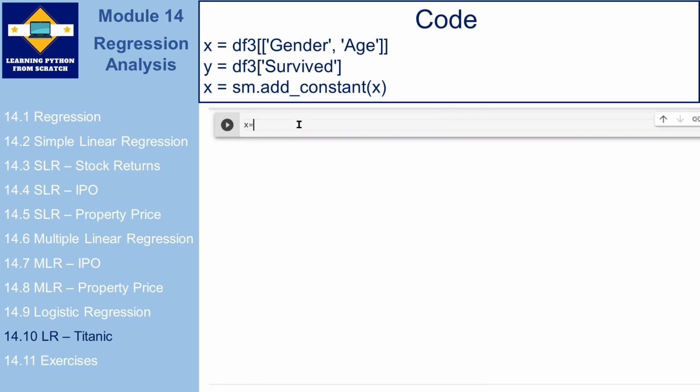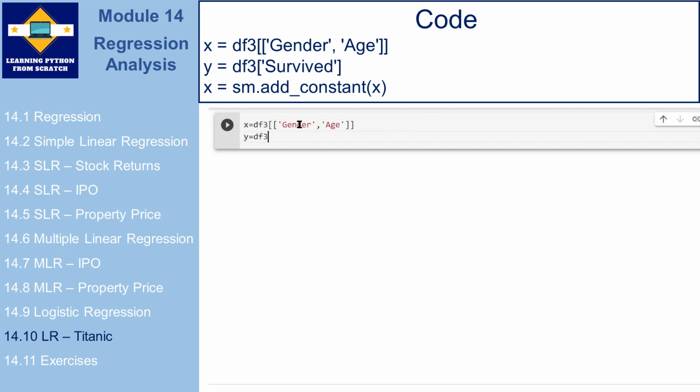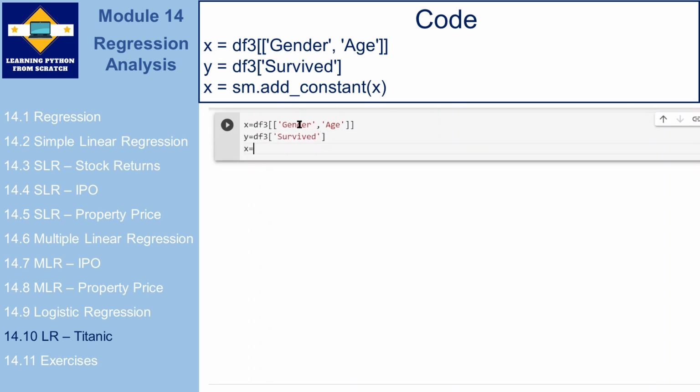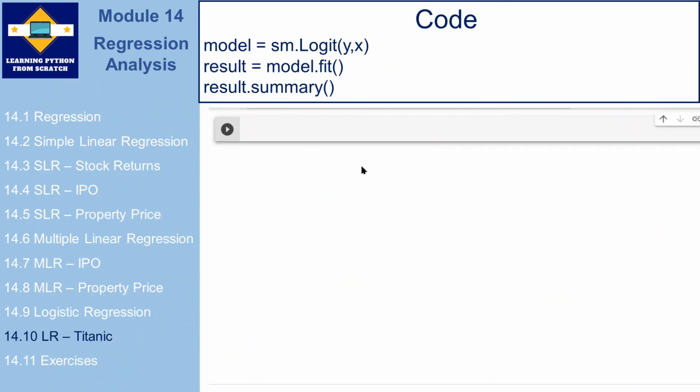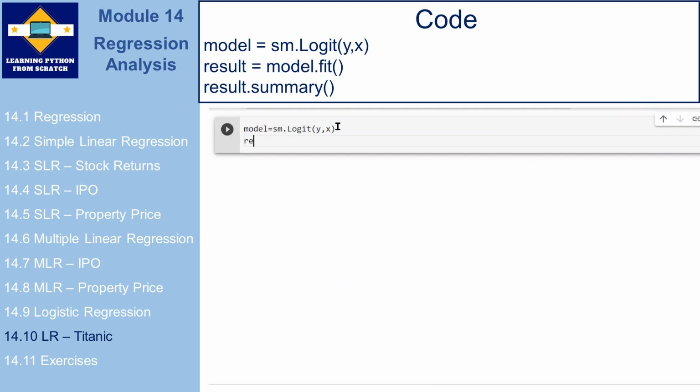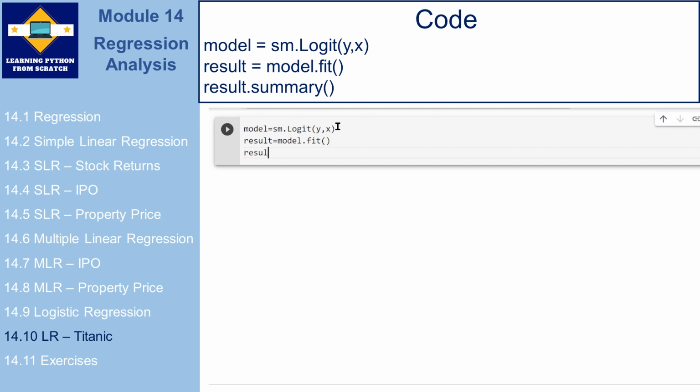Then we are going to set gender and age as the independent variables. And then we are going to use whether a passenger survived or not, meaning the survived column, as the dependent variable. Lastly, we still need to add the constant to our independent variables. Then we are going to conduct the logistic regression of y on x. Here, we use the Logit method. And then we're going to use model.fit to find the best estimate of our coefficients. And lastly, we are going to show the result.